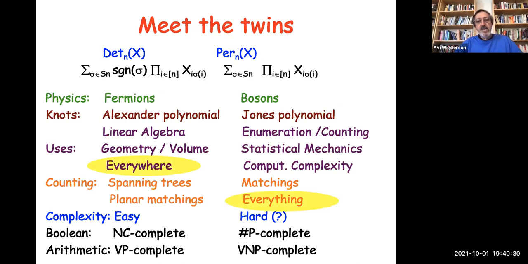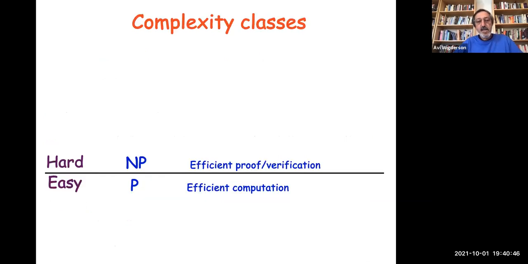These yellow balloons just highlight that these objects appear really all over the place. And it's not surprising that they are complete from this point of view. Okay, so let's see where they stand relative to well-known complexity classes as we understand them today.